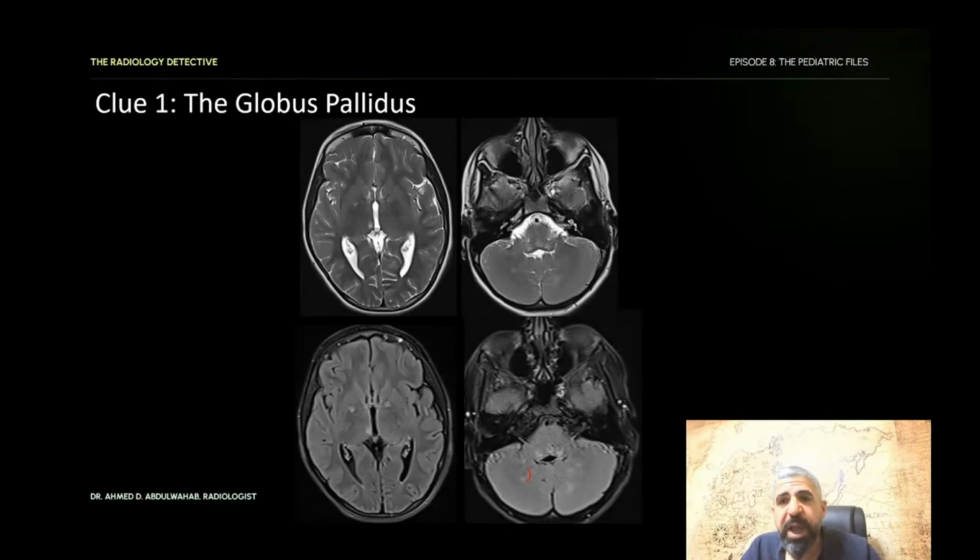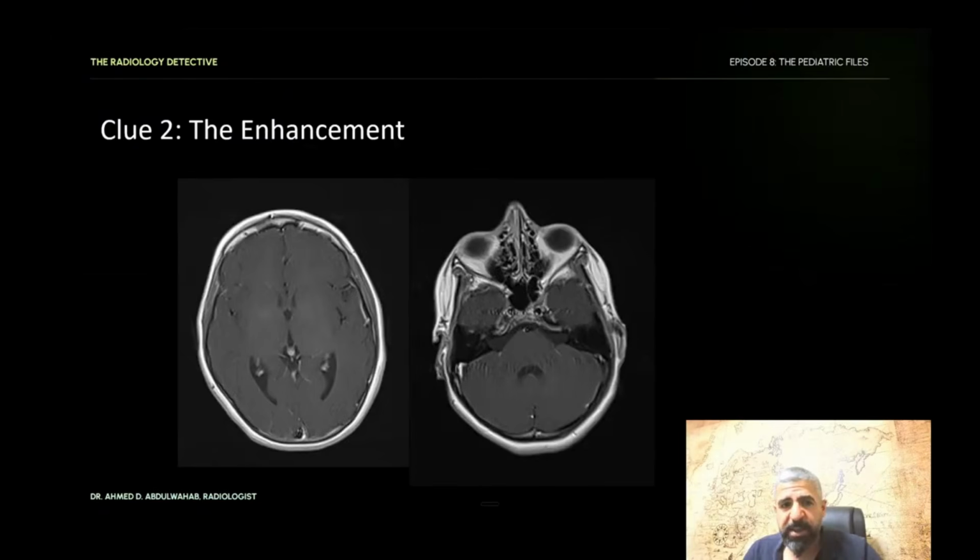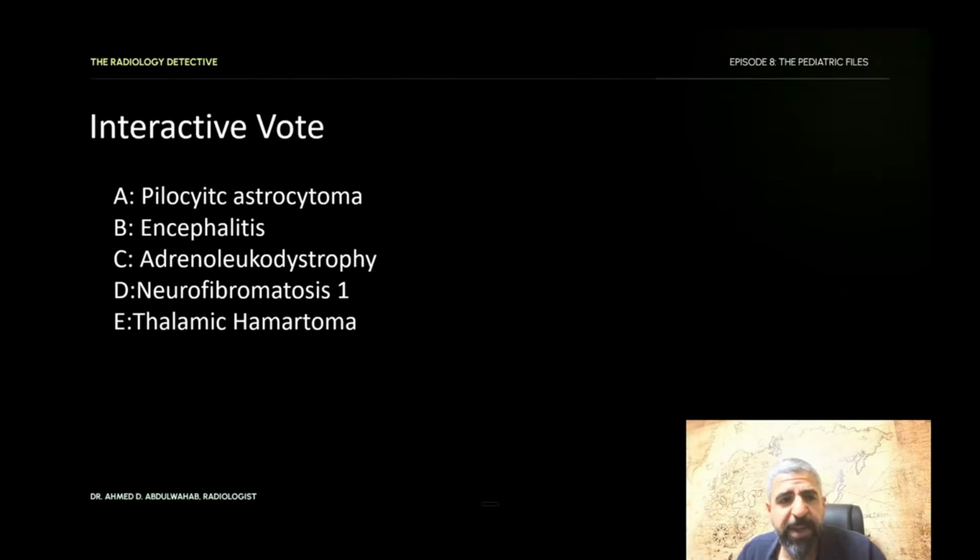They don't push anything. Now, let's go to the post-contrast images. This is the T1 post-contrast. They don't enhance with contrast. We call them foci, or focal areas of signal intensity. Okay, you have all the clues that you need. Is it A, pilocytic astrocytoma, B, encephalitis, C, adrenoleukodystrophy, D, neurofibromatosis 1, or E, thalamic hamartoma?